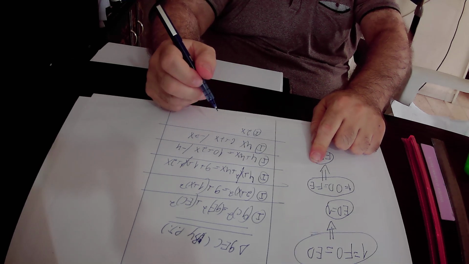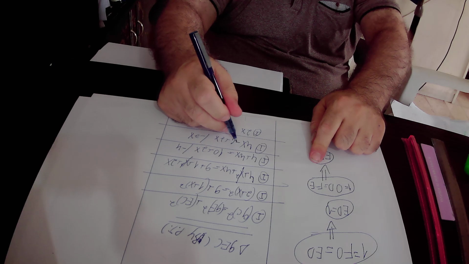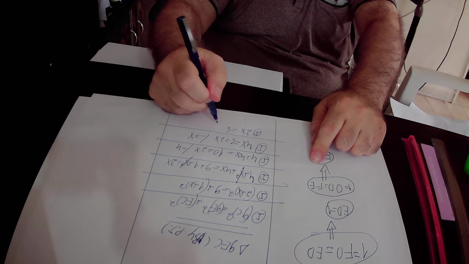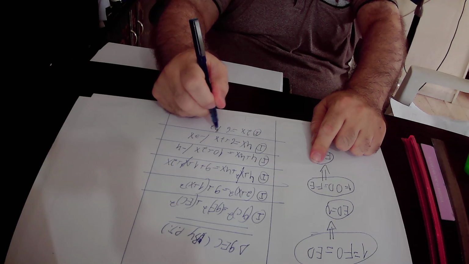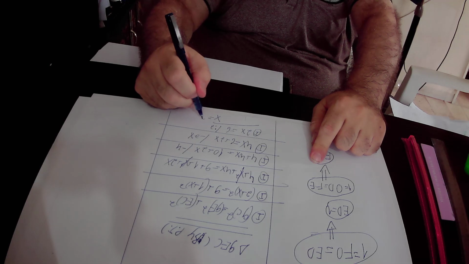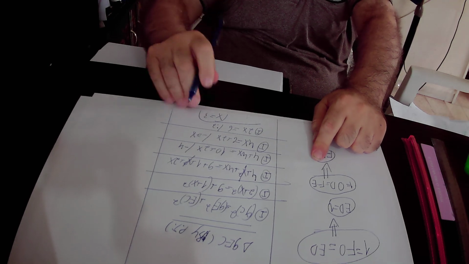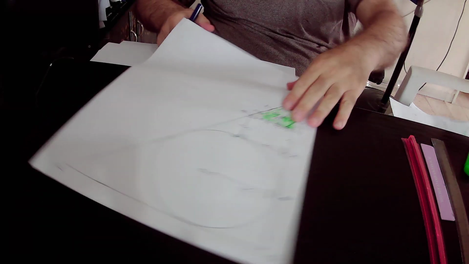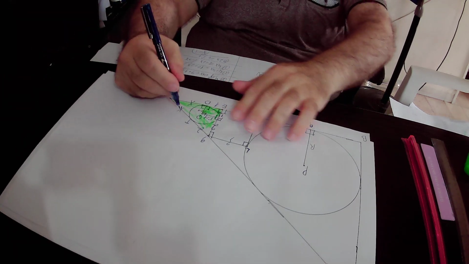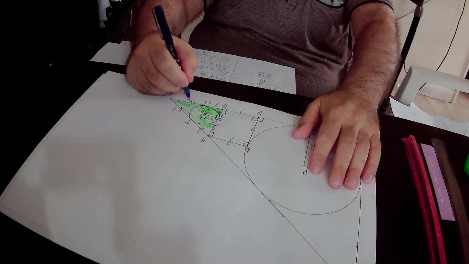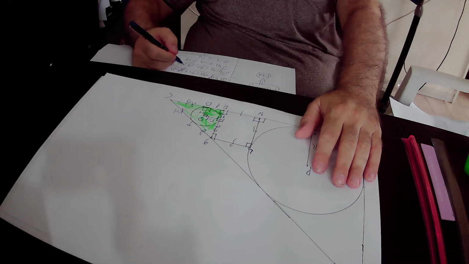And here 2x is equal to 6. Here we divide this equation number 1 by 2, and we get that x equals 6 over 2, that is 3. So here we found out that x equals 3 units. Write it down here that x equals 3 units. And here also x equals 3 units.